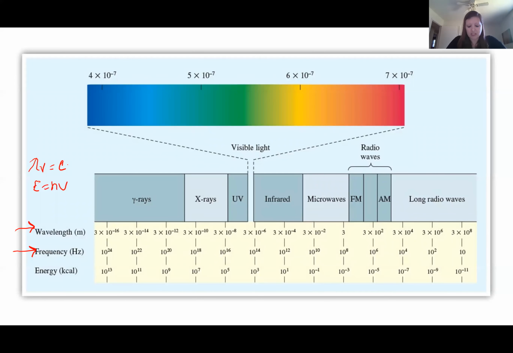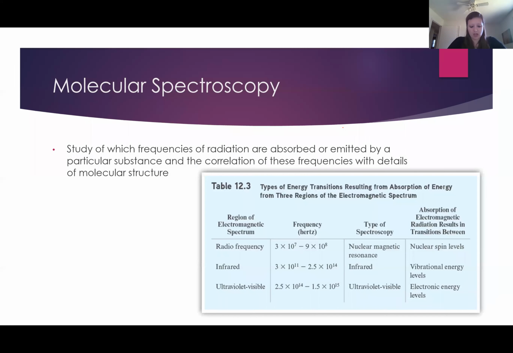Molecular spectroscopy focuses on different regions of the electromagnetic spectrum. Infrared deals with, of course, the infrared region. UV vis, or ultraviolet visible spectroscopy, deals with the center here, the UV and the visible light. And radio waves are used in nuclear magnetic resonance spectroscopy. Nuclear magnetic resonance spectroscopy deals with the difference in nuclear spin states. IR deals with vibrational states, and UV vis, which we will not talk about in this class, deals with electronic transitions.